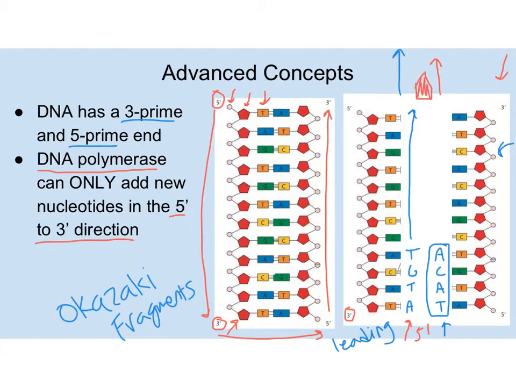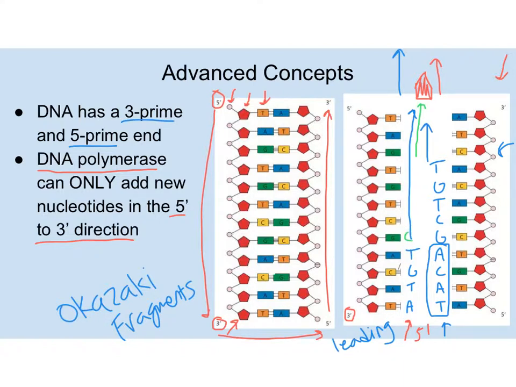Okazaki fragments. So as helicase keeps moving along and unzipping it, polymerase comes and adds the bases, but it's got to go the opposite way. So it can't just follow the little unzipper, it's got to go the opposite way. With G, it'll put a C. With C, it'll put a G. So on the leading strand, DNA polymerase can continuously just follow helicase and without stopping just keep adding bases.